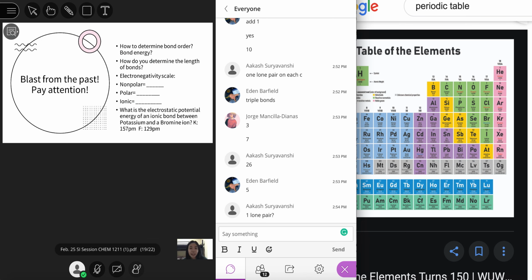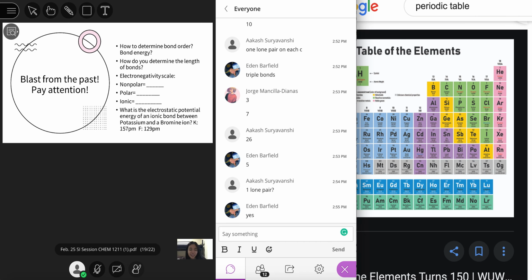Okay, but next, blast from the past. This one I really want you to pay attention to because you have a quiz tomorrow, right? I would highly suggest paying attention to this and just knowing it, because who knows when stuff may pop up. If I want you to get anything from this, look at this slide and know it for sure. How do you determine bond order?